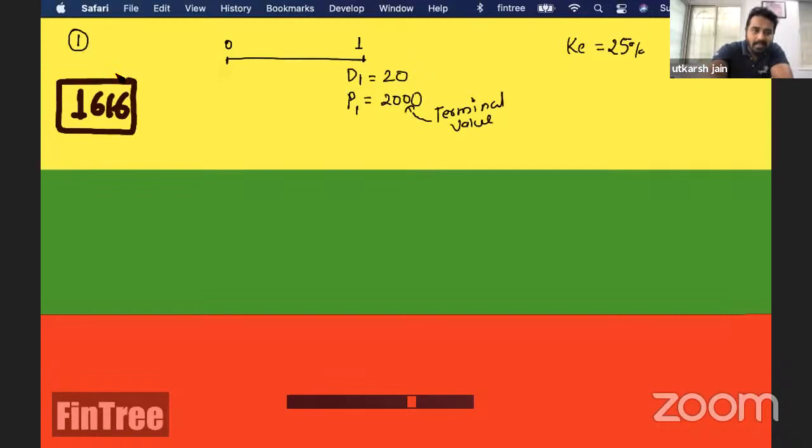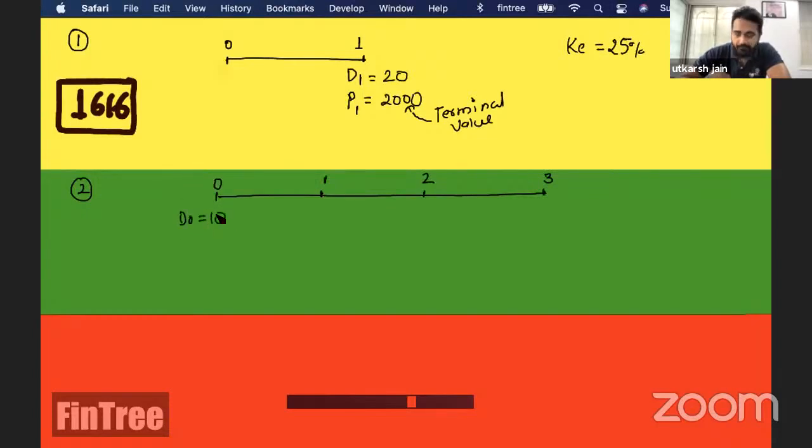Now, question number 2, let's scale up the level of difficulty a bit. So now you're buying a stock at time 0, but you plan to hold it for 3 years. So time 0, time 1, time 2, and time 3. At time 0, you received a dividend of 10. At time 1, you expect to receive a dividend of 15. At time 2, you expect to receive 22. How do you get these numbers? Typically through financial modeling, understanding the business, what might be happening to the business, and then trying to forecast them. At time 3, you would probably get 30. You would sell the stock at time 3 for, let's say, 600. Cost of equity, just for simplicity, let's keep this as 25%.